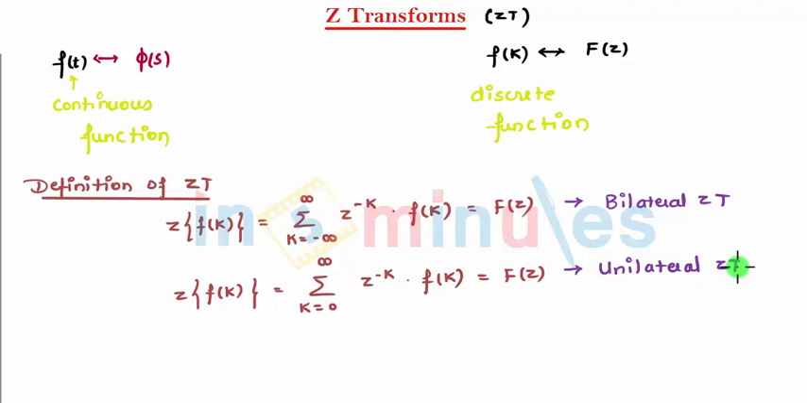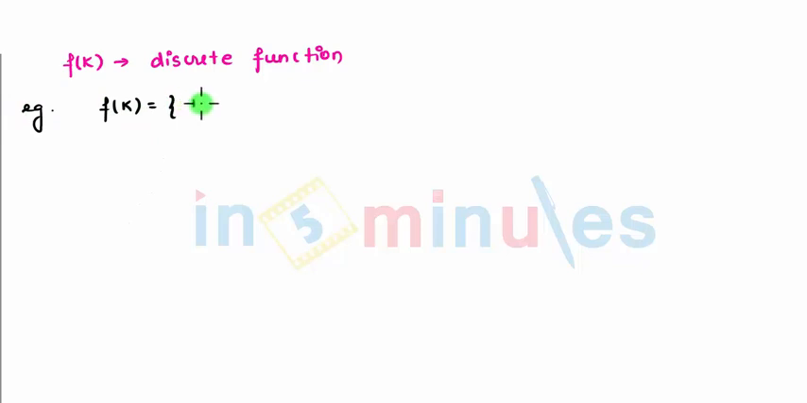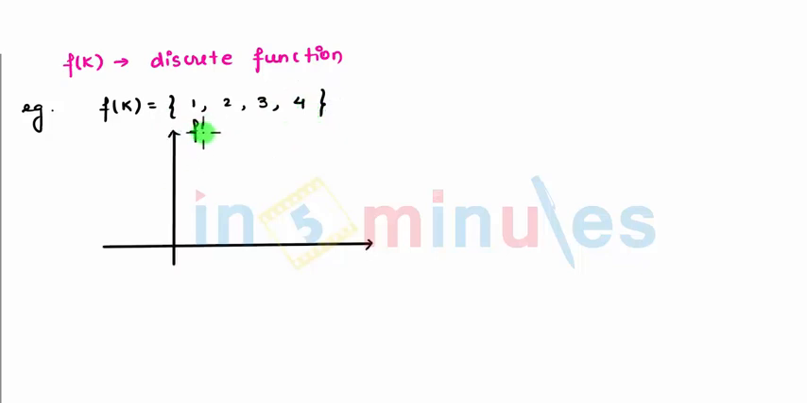Now let's see what exactly f of k means. Students, f of k is nothing but what we call a discrete function. We normally say this is a discrete signal. A discrete signal is defined in the form of a set. For example, I am saying f of k is 1, 2, 3, 4. So this is my function. Now how is it drawn? That's my f of k axis and this is my k axis.